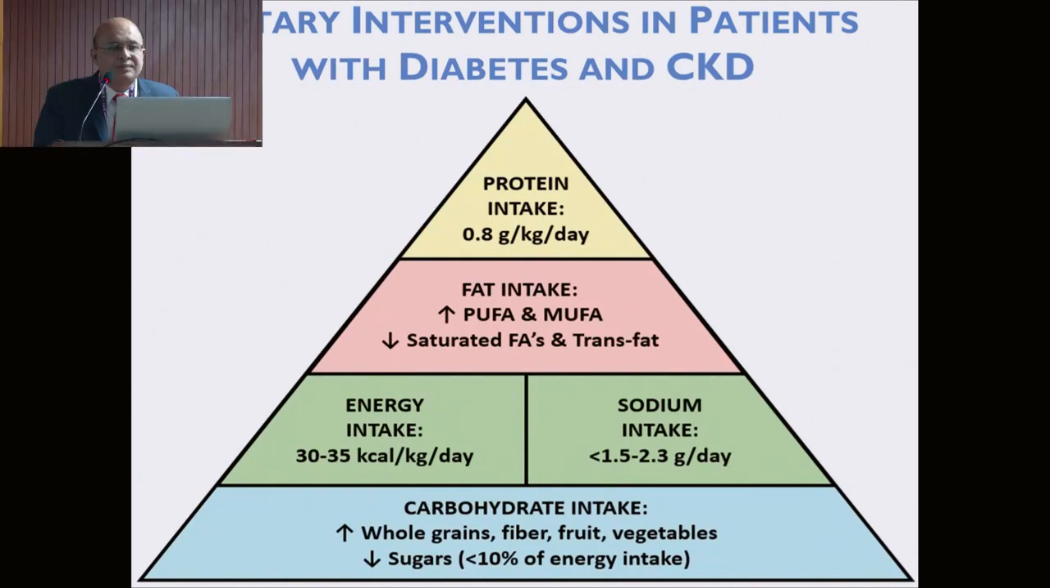This is the food pyramid in a patient with diabetes and CKD. A patient with diabetes and CKD can consume an adequate balanced diet, which includes carbohydrate that is rich in whole grain, fiber, fruit, and vegetable, as well as an increased amount of poly and monounsaturated fat. But reduced amounts of refined carbohydrate and saturated fat, and sodium intake should be less than 2 gram per day.